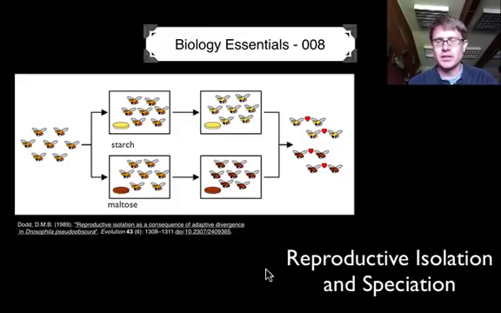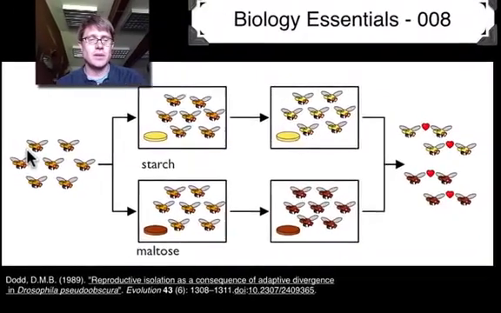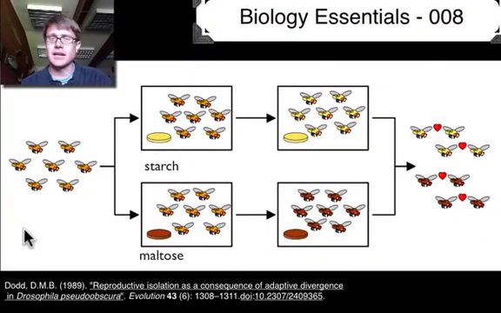This is on reproductive isolation and speciation. In other words, how we go from one species to two. And we do that through reproductive isolation, or isolating them reproductively. An example of this, a really good example of this is Diane Dodd in the 1980s.